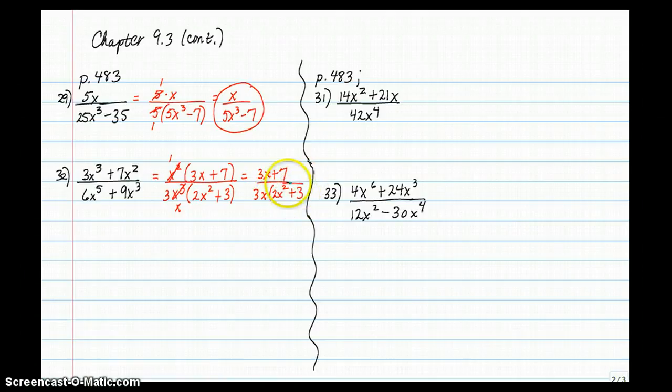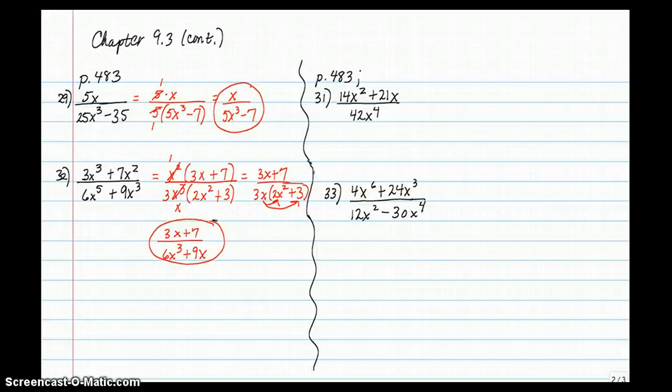I'm not quite done yet because I need to multiply this back out using the distributive property, since I can't simplify any further. So I end up with 3x plus 7 over 3x times 2x squared is going to be 6x to the third. And then 3x times 3 is going to be 9x. And so the simplified answer for number 32 is 3x plus 7 over 6x cubed plus 9x.